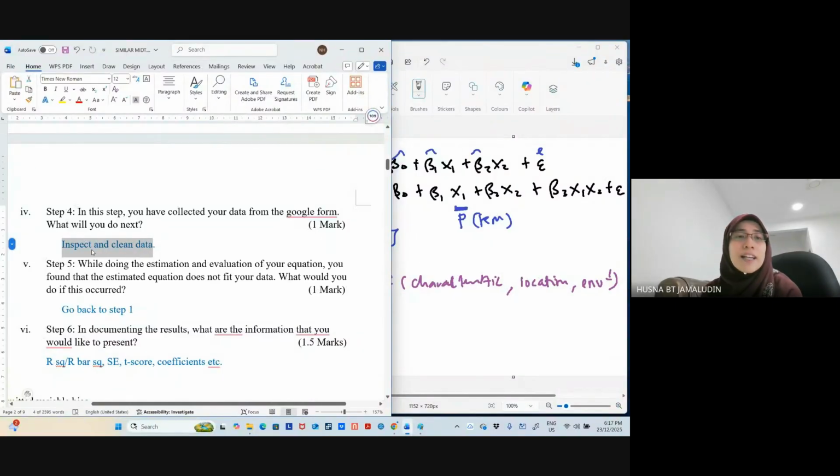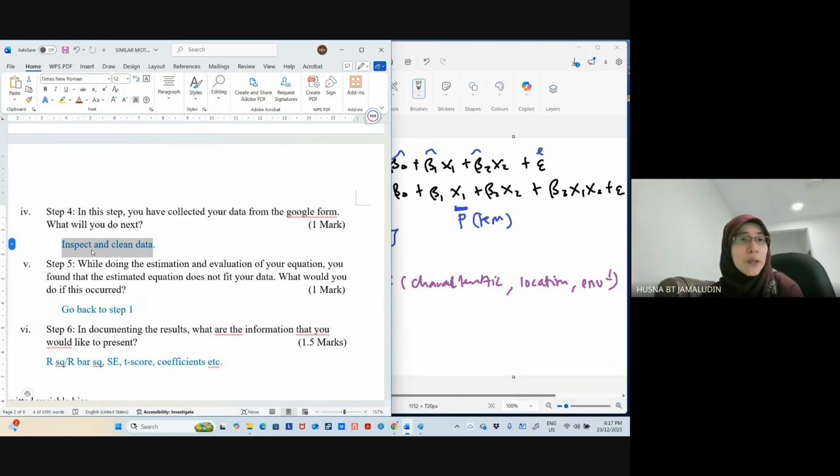What is inspect? Check your data. Make sure that you don't have outliers. If you have outliers, you have to drop them perhaps. Or maybe you have missing data, and then you have to figure out what to do with the missing data. Sometimes the missing data is not so important, so you can maintain the data. But sometimes the missing data is something that you really think is important, like your relevant variable. So maybe you have to drop the observation. Okay, this is step 4.